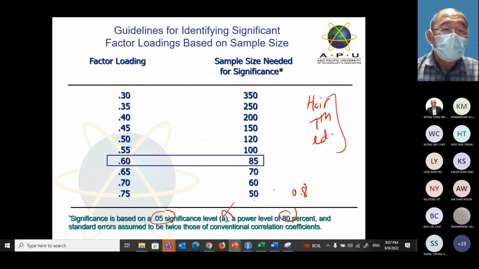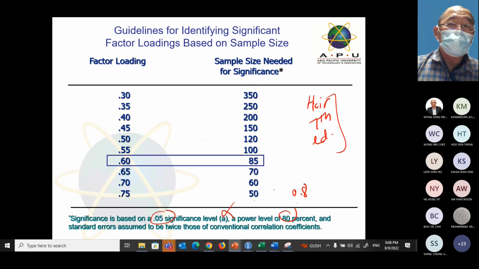And then the standard error is shown to be twice those of the conventional correlation coefficient. Standard error higher, therefore more difficult for us to reject the null hypothesis. Therefore, this is quite conservative. Means they construct this method so that it's not easy for us to reject the null hypothesis. Therefore, it's a bit more conservative.